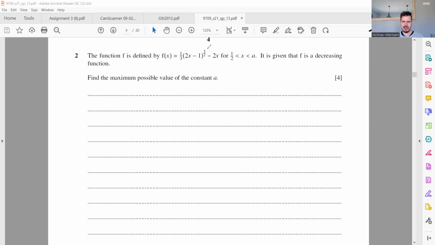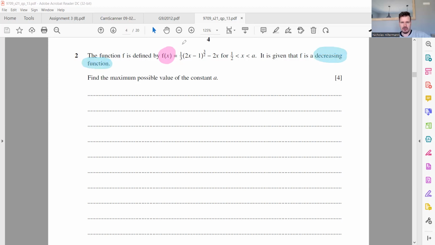All right, so this looks very confusing, right? A function f is defined by f of x equals a third, 2x minus 1, and so on. And it is given that f is a decreasing function. Okay, so let's just unpack this question. We have a function. Okay, so that's fine. We know that would go on a graph. I don't really worry too much about what that looks like. Then they've told us that it's a decreasing function. Okay, so that's the key.